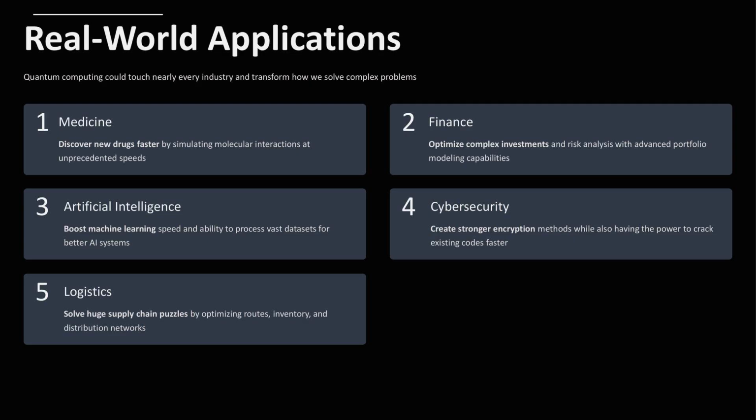For artificial intelligence, quantum computing promises exponential speedups in machine learning tasks, enabling AI systems to process and learn from massive datasets more efficiently. In cybersecurity, quantum computing presents both opportunities and challenges. While it can create virtually unbreakable quantum encryption, it also threatens current encryption methods. Finally, logistics companies could solve previously impossible optimization problems, coordinating global supply chains with unprecedented efficiency.